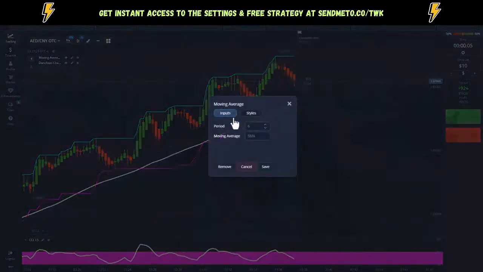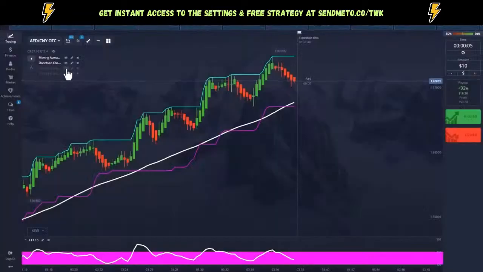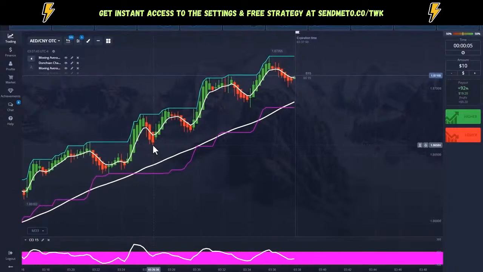And then we're going to need a 5 SMA. So let's get rid of 6. We're going to put 5. And I'm sorry, that is EMA. I'm also going to make this white and we're going to make sure that it is visible. And that is basically it.